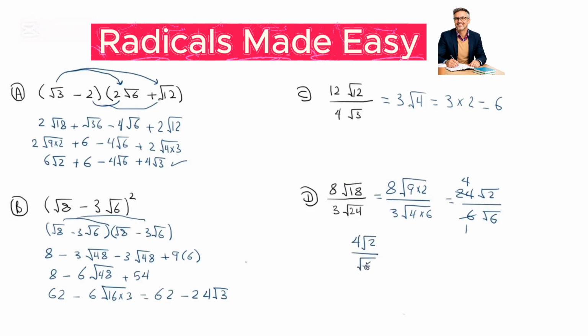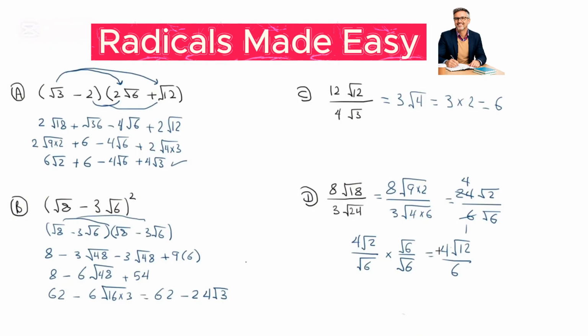That doesn't stop here. We don't like square roots on the bottom, so therefore we have to rationalize the denominator by multiplying top and bottom by root 6 over root 6. Now that's going to give us 4 root 12 over 6.